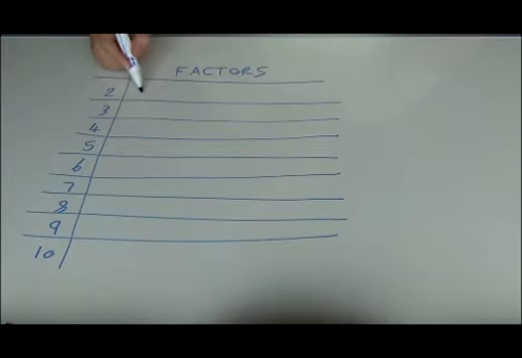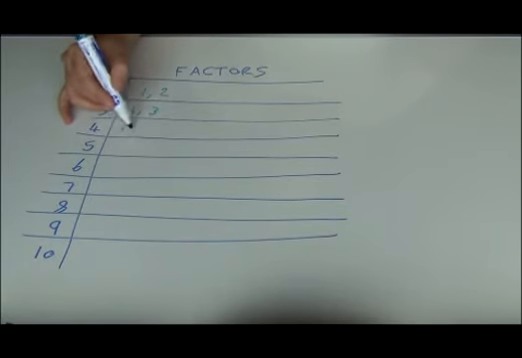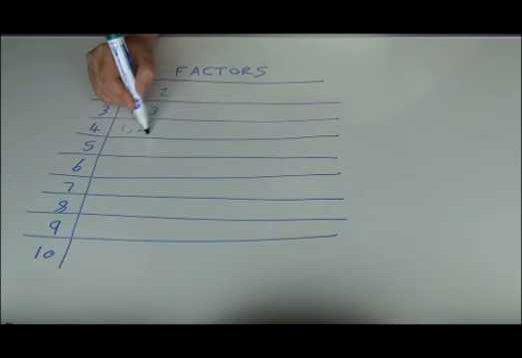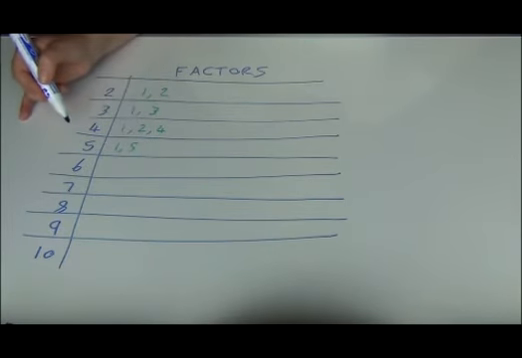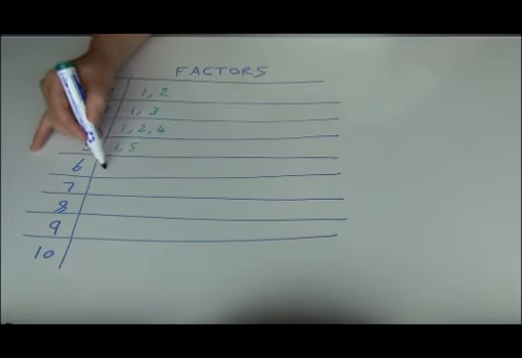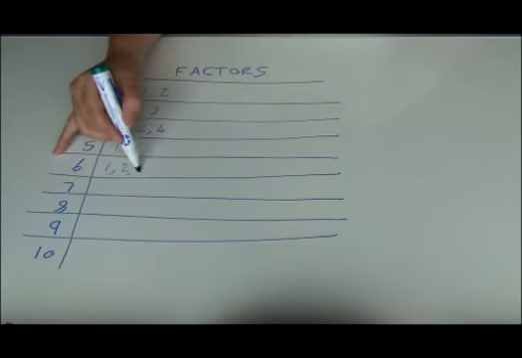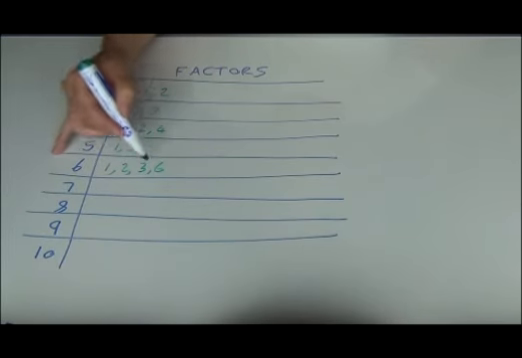2 can be divided by 1 and 2. 3 can be divided by 1 and 3. Remember, we can't have fractions or decimals when we divide. 4 is divisible by 1, 2 and 4. 5 can only be divided by 1 and 5. 6 can be divided by 1, 2, 3 and 6.